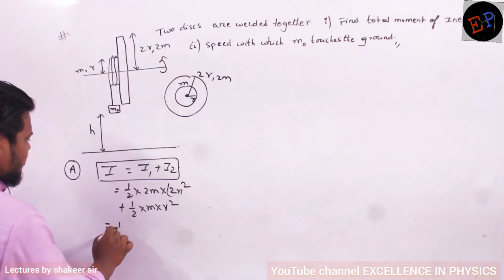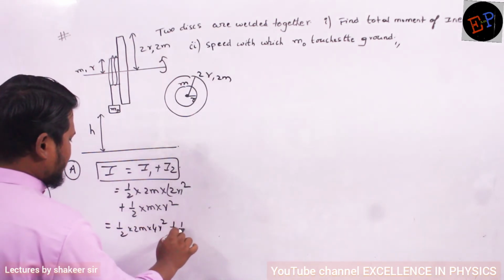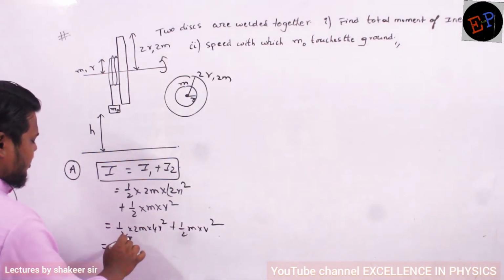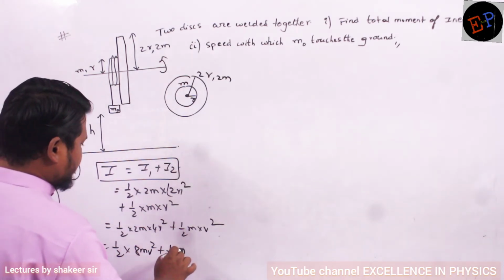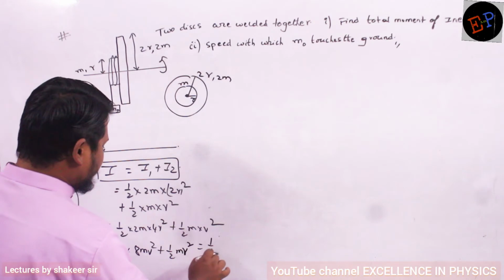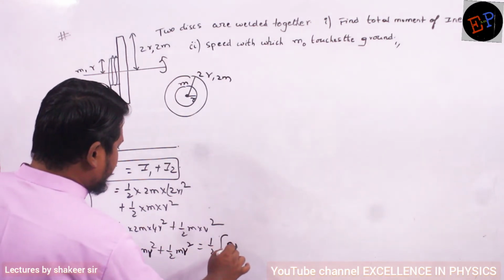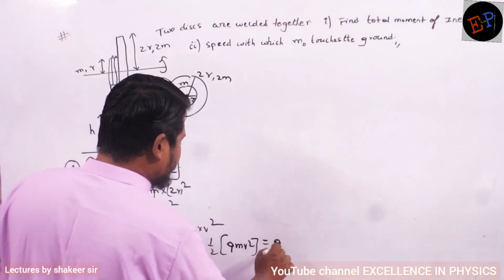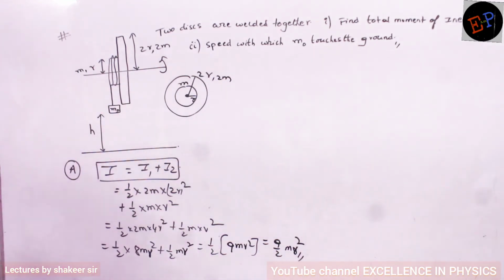So do this total calculation: half into 2m into 4r square plus half into m into r square. So half into 8 m r square plus half into m r square. Clear now? If I take half common, then it is 8 m r square plus m r square, which is 9 m r square. So total how much is it? It is equal to 9 by 2 m r square. That's all. So this is the total moment of inertia of this system, 9 by 2 m r square.